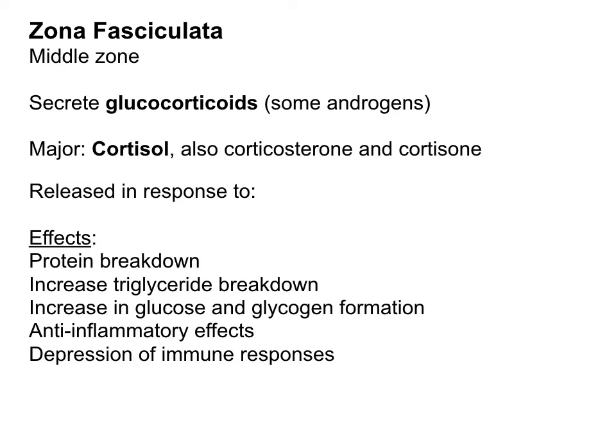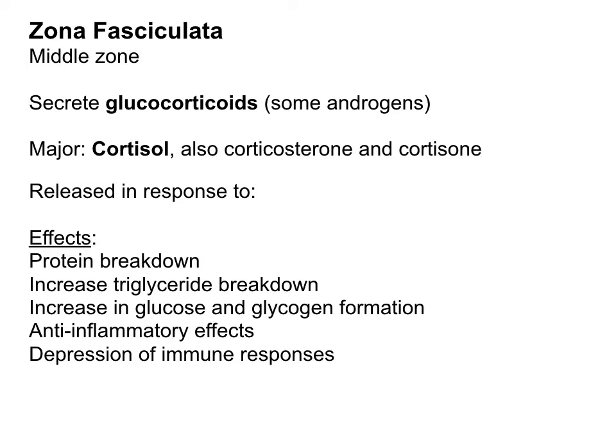Now, these two effects are providing the cells of your body with an alternate fuel source. So these two particular effects are creating a glucose-sparing effect. The cells of your body will stop using glucose for ATP production. They're going to leave the glucose in the blood, and they're going to shift into using amino acids and fatty acids for ATP production.